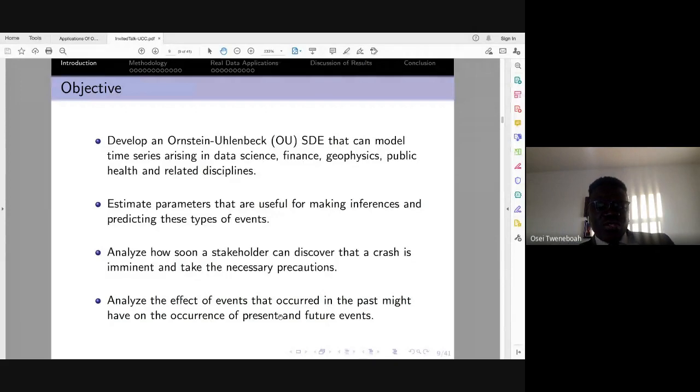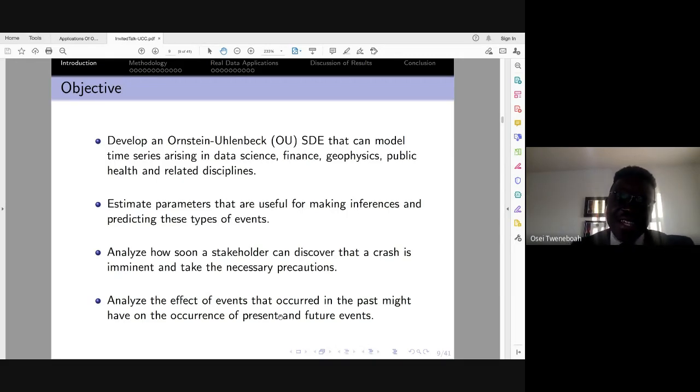So basically, what is our goal? First of all, at the end of this talk, I will discuss the Ornstein-Uhlenbeck stochastic differential equation, which is a model used to describe several time series. Okay, and we will also estimate some parameters. These parameters are useful for making inferences, and also for predicting this type of event. And then, based on what we obtain, if you're a practitioner or a stakeholder, based on the parameters or based on our work, you'll be able to discover that a crash is imminent and then take the necessary precautions. You see, it's always good to be prepared than not to be prepared.